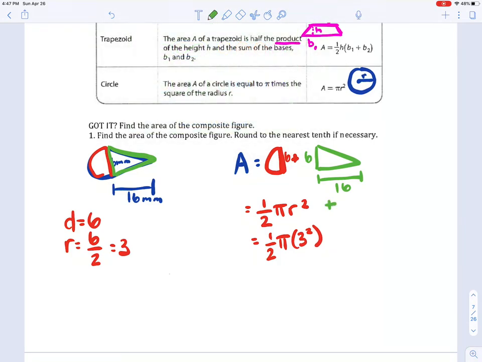Now let's look at our triangle. Our triangle formula is 1/2 the base of the triangle times the height. Now this looks a little funny because the triangle is kind of laying down, but I see my base is 6 and my height is 16.